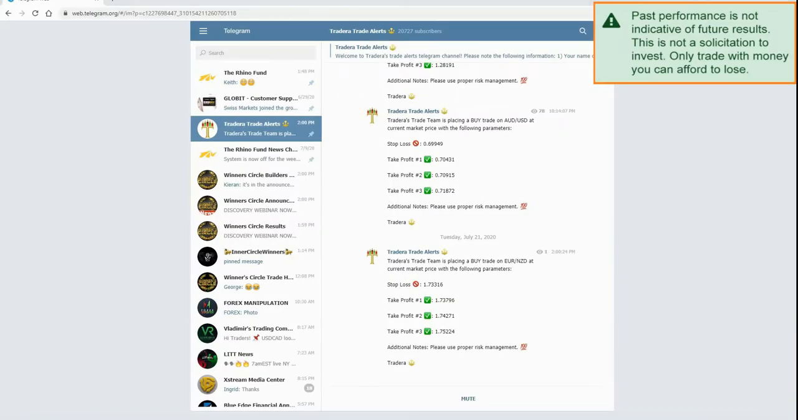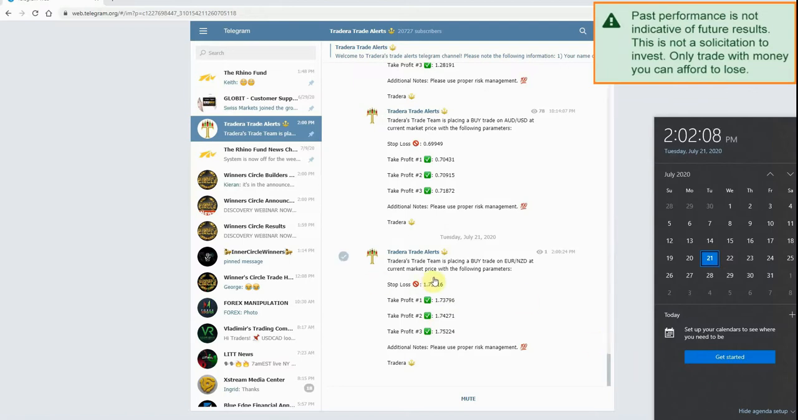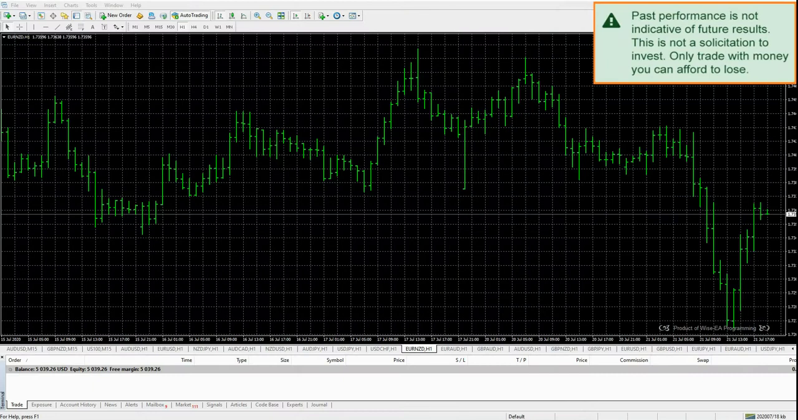Hey folks, it is July 21st. It's currently 2 o'clock in the afternoon. As you guys can see here, we got a new signal from Tradera, and it is on the Euro NZD pair, and it's for a buy. So let's go ahead and jump over here and take a look.